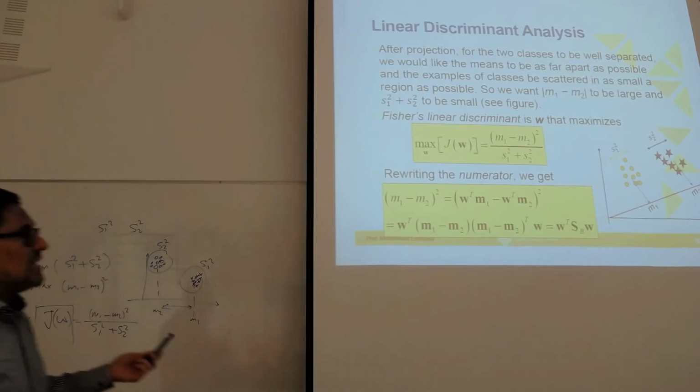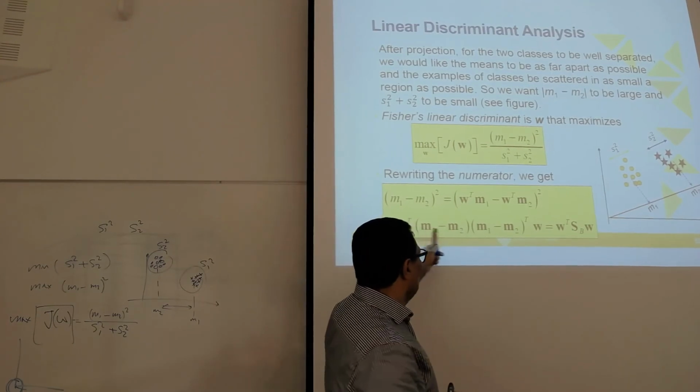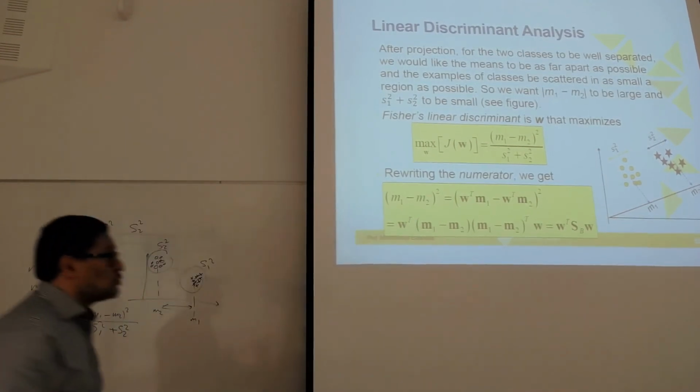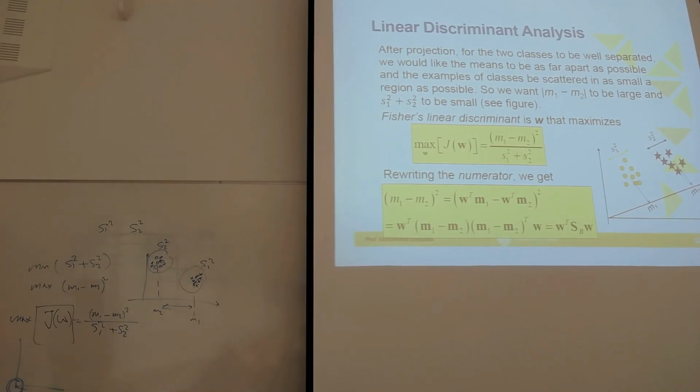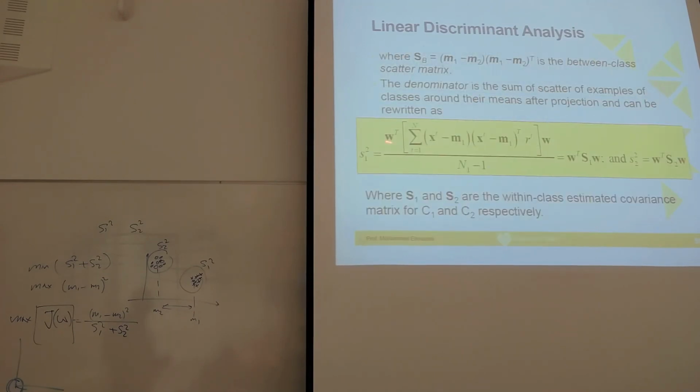Remember here that the rank of SB is equal to 1, because it is just one vector times one row. One column times one row, so the rank is equal to 1 for SB. But this is (M1 minus M2) square, and now we also compute S1 square plus S2 square in the same manner. Because m1 equals W transpose times the M1 vector, you can take W transpose and W as a common factor, and this will be in this way. And this will be S1 square.